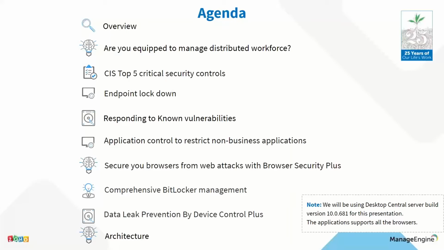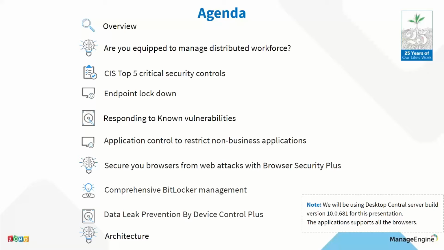Let me go over the agenda that I have for the next 45 minutes. I'm going to keep it very, very simple. We're going to talk about the overview of what Desktop Central is, what this product is all about, and then I'm going to talk about whether we are equipped to manage the distributed workforce that we have currently. To know about that, I'm going to introduce the CIS top 5 critical security controls, and talk more about how it can lock down your endpoints and give you comprehensive security.